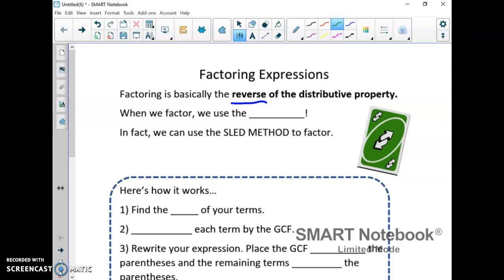I wonder if you can find it somewhere on the page. Can you guess? We're going to be using GCF. I know you guys are so excited to bring that back because, in fact, we're going to use the same SLED method that we did with GCF and LCM. We're going to use that same method for factoring expressions as well. Woohoo! I know you're so excited about that. So let's go ahead and get started, okay?